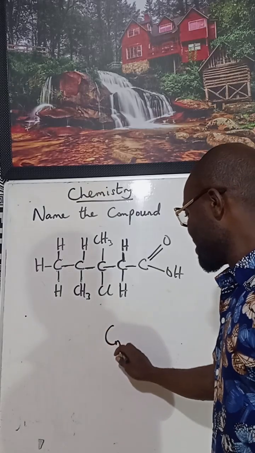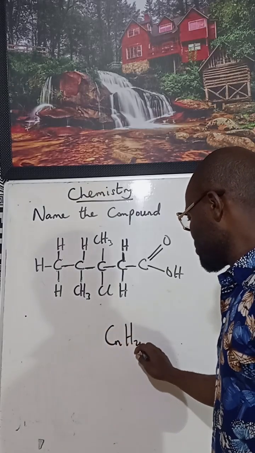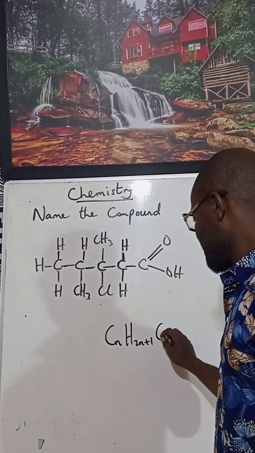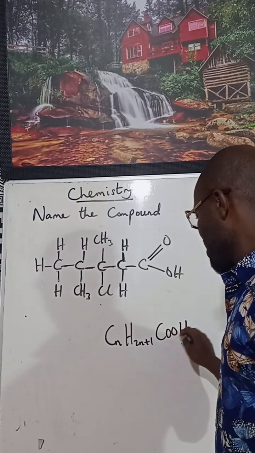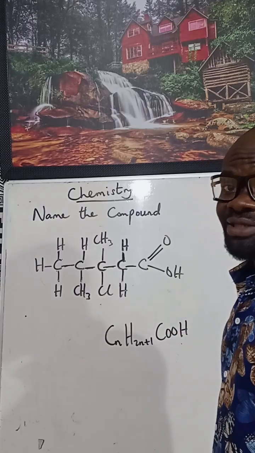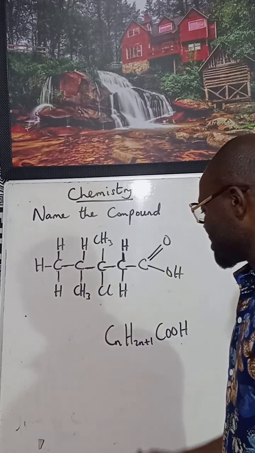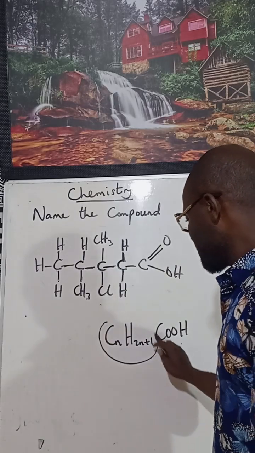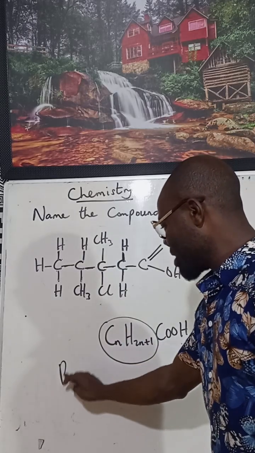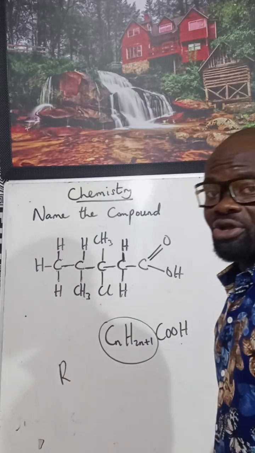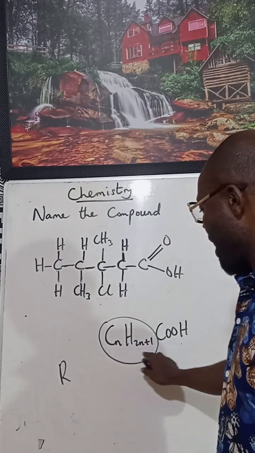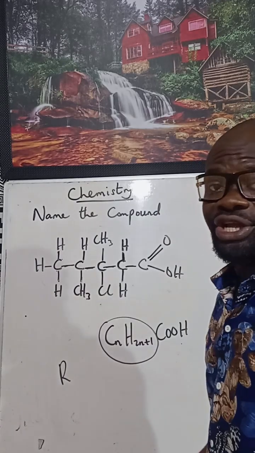That is CnH2n+1, then COOH. That's the general formula for the carboxylic group. And don't forget that this CnH2n+1 is the R group, that's the alkyl group. So therefore I can say R then COOH.